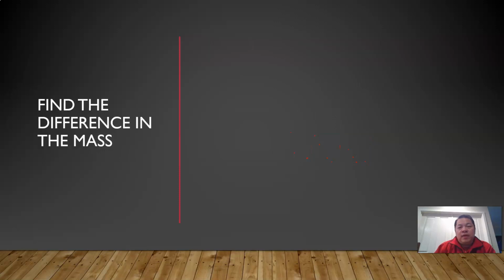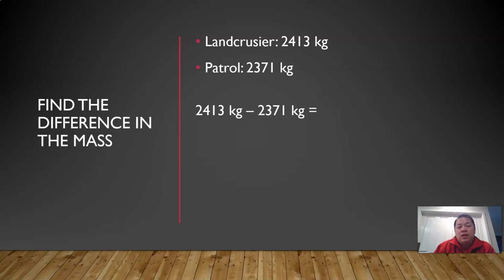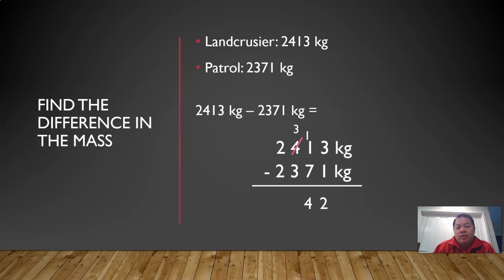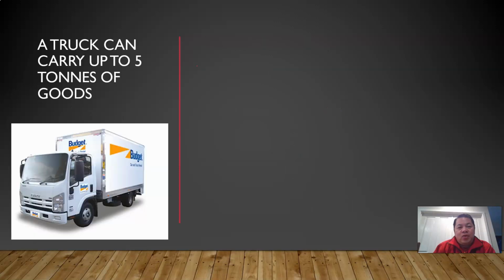So to find the difference in mass, it is quite straightforward. We have done this before. A Land Cruiser weighs 2,413 kg. A Nissan Patrol weighs 2,371. So you need to find the difference by just subtracting the smaller number from the bigger number. When you do that, you actually get 42 kg as your answer. So look out for the required information in the book, and then you will be able to complete this exercise. Okay, what about this question?